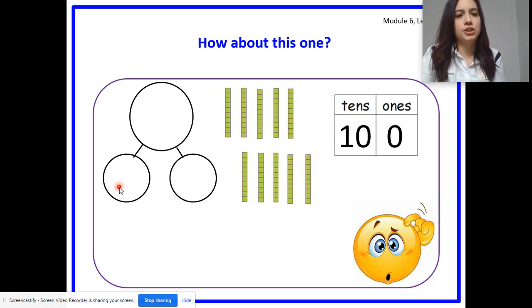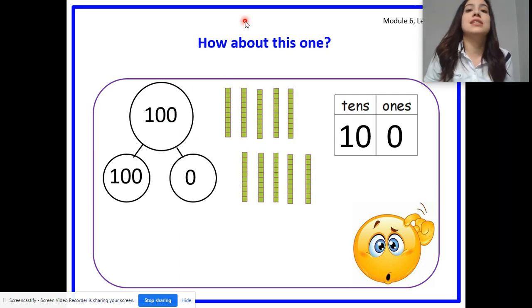So what is our first part, boys and girls? Get ready? Yes, 100. And do we have any ones? No, right? So what is our next part? Get ready? Yes, 0. So 100 plus 0 makes, yes, 100.